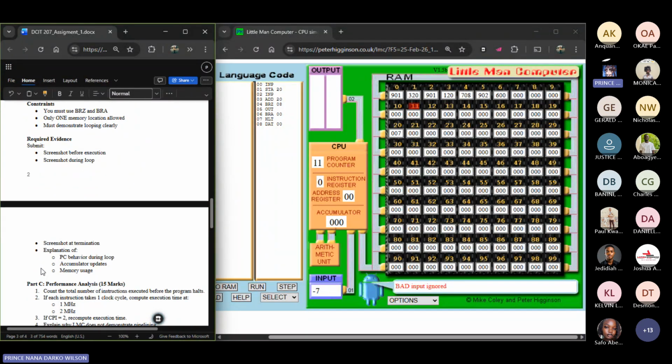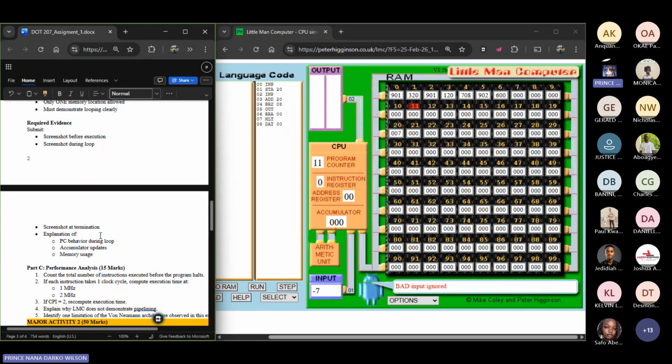And then you will write an explanation of the PC behavior during the loop. So how did the program counter behave? Did it increment sequentially, or did it start jumping randomly, or jumping to particular assigned addresses? And then how did the accumulator update during this runtime? And how were the memory spaces being used as well? We talk about that. So take note of all these things as we do the running.